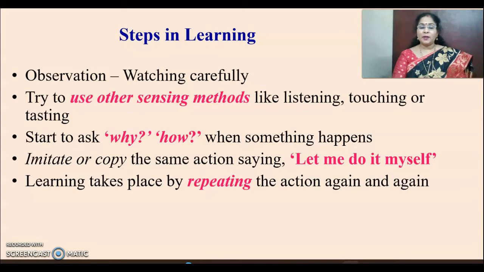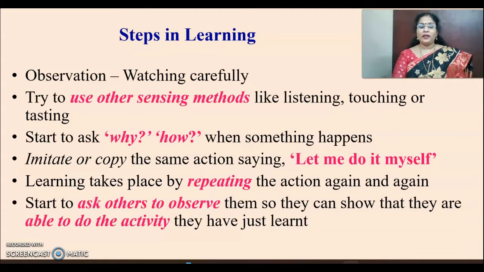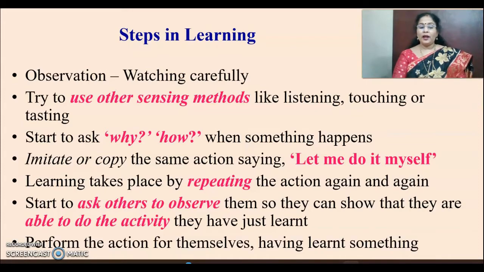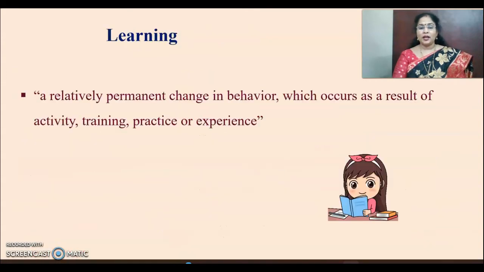Then learning takes place by repeating the action again and again. Then they start to ask questions so that they can show they are able to do the activity they have just learned. And then at last they perform the action for themselves, having learned something. So it starts from observation and it is repeated through imitation, and at last it is learned.